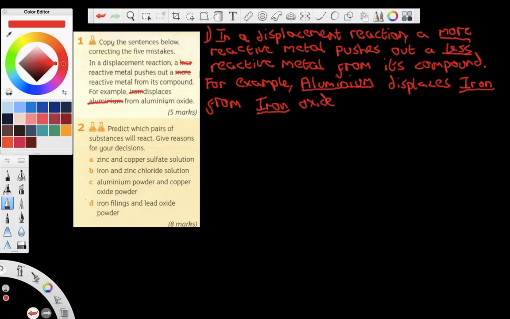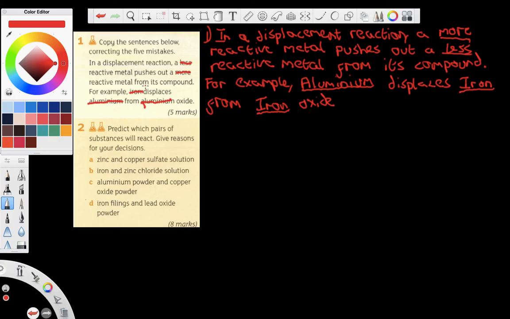So if you corrected the sentences properly, it should have read, in a displacement reaction, a more reactive metal pushes out a less reactive metal from its compound. For example, aluminium displaces iron from iron oxide.